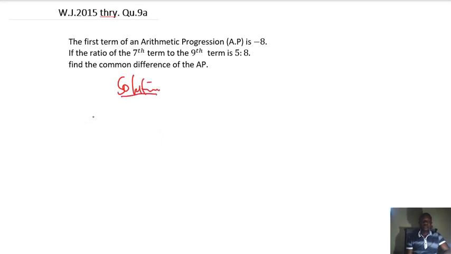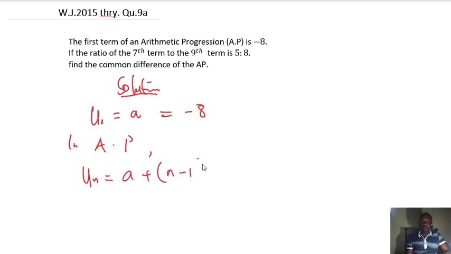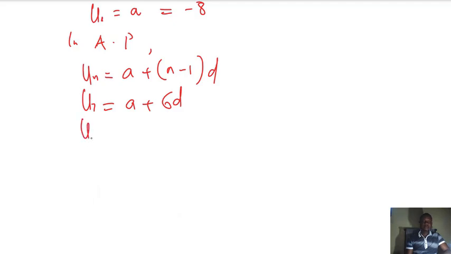So here in the question we have the first term, which is u1, the same as a, and is equal to -8. So in arithmetic progression, un is equal to a plus (n minus 1)d. So the seventh term u7 is going to be a plus 6d, because when you put 7 here you get 6d. Okay, and u9 is going to be a plus 8d.